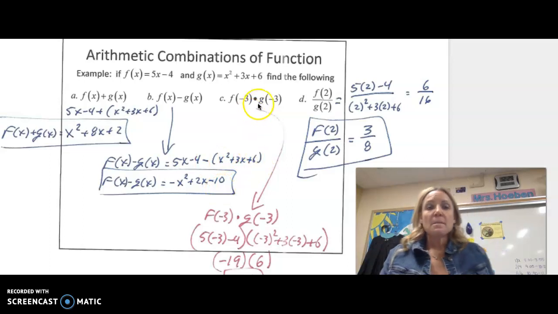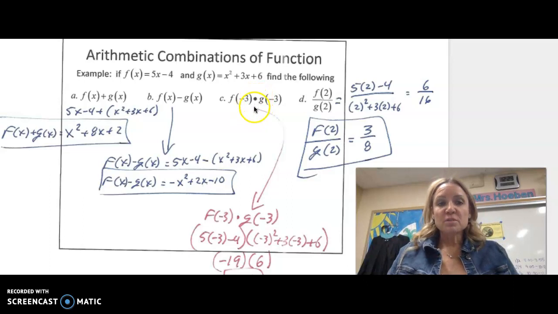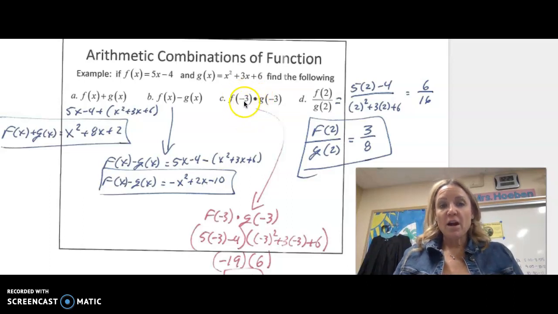All right, part C. Now we're going to multiply, but instead of leaving our x's as x, we're going to plug in negative 3, and we're going to plug in negative 3. So for f of x, we're going to take 5x minus 4, but we're going to plug in negative 3 for x. We're going to do the same thing for g of x, but we're going to plug in negative 3 for x. So we're actually going to get a numeric answer on this one, and we need to make sure we follow order of operations.